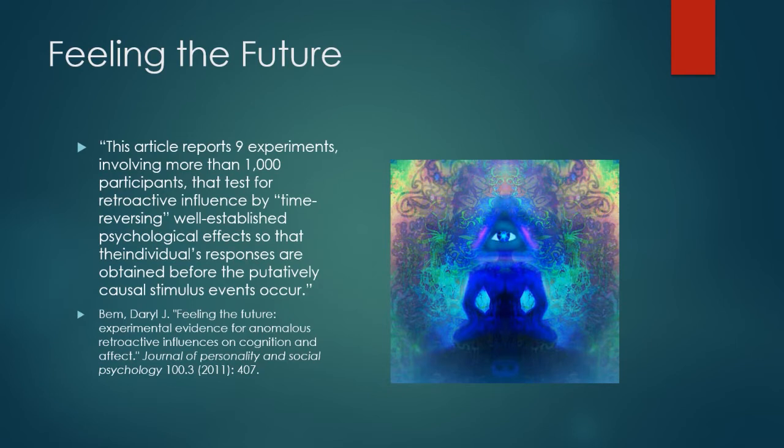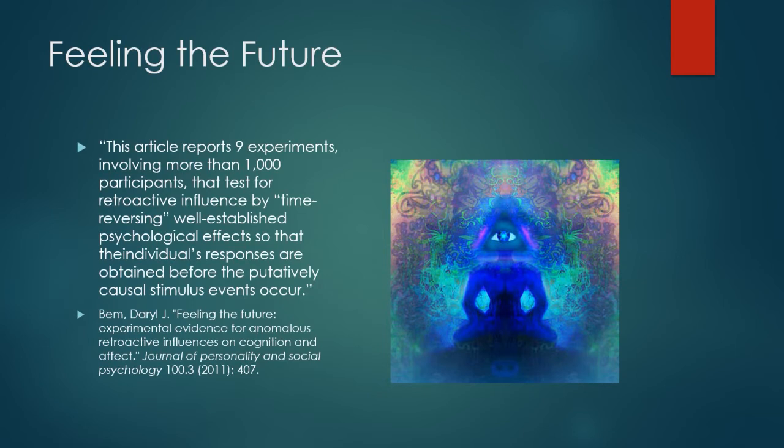So his conclusion, in 9 experiments involving more than 1,000 participants, the test for retroactive influence by time reversing well-established psychological effects, so that the individual's responses are obtained before the putatively causal stimulus events occur. Bem's conclusion was people have psychic powers, they can see the future. They are unconsciously responding to events that happen in the future.